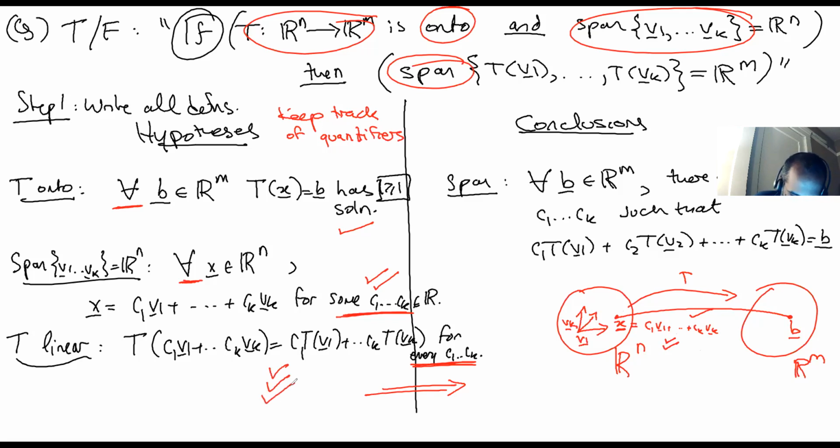So now if I literally write these 3 facts in this order, I'm actually done, right? I now have that for every B, I can find an X, so the Tx equals B, then I can expand that X as a linear combination of the vectors. And then by linearity, I have T of X equals B equals this. And this is what I wanted, right? This is the conclusion. So yes, it's true.